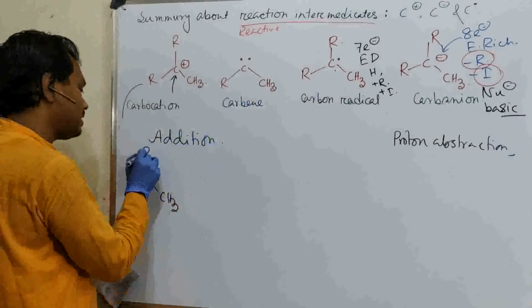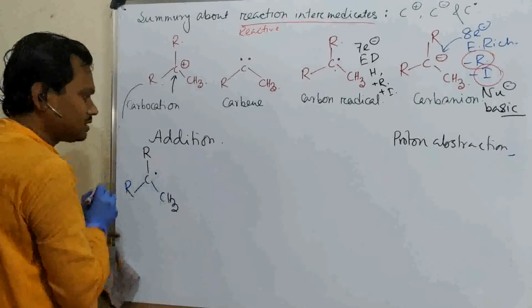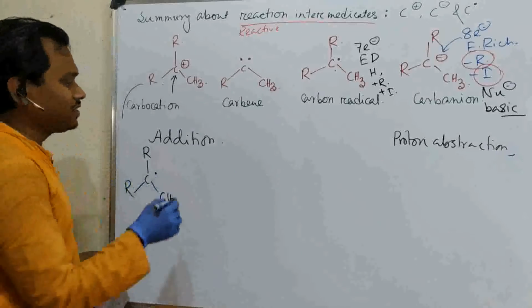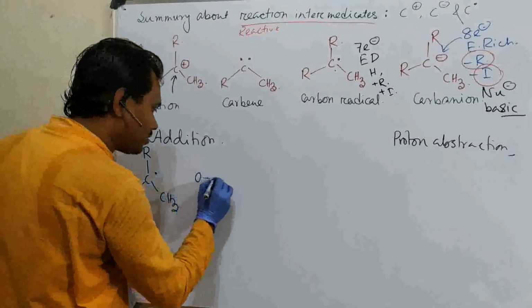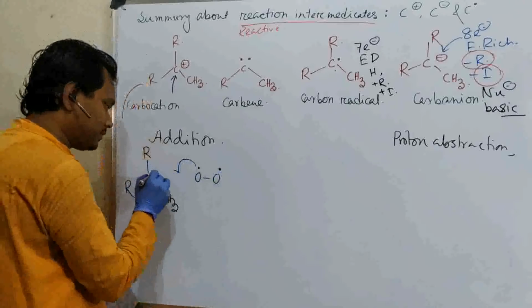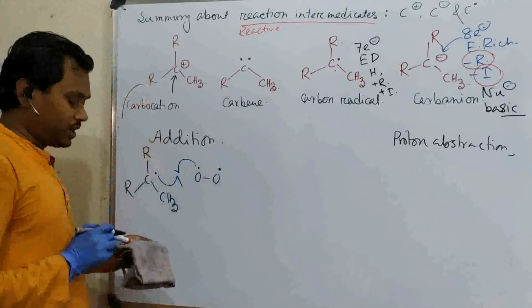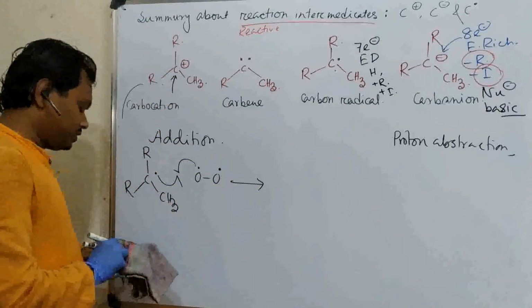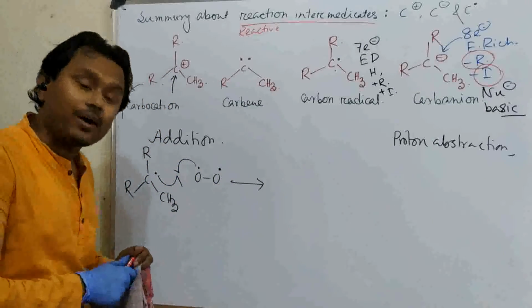This is R dot. And for example, we know oxygen is a very good radical scavenger. How? Because natural oxygen remains as a diradical. So what can happen? It can form a bond. Please be careful when you are writing the reactions of radicals, you have to use a fish hook arrow.